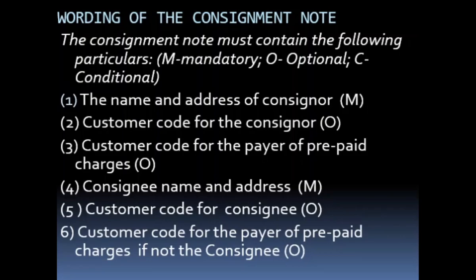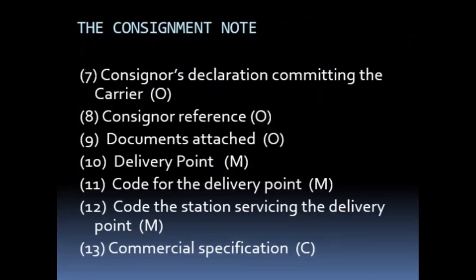Part 4 is consignee name and address. This is mandatory because every cargo would require the name and address of the consignee to be stated on the transport document. Number 5 is optional, and this is the customer code for consignee. Part 6 is customer code for payer of prepaid charges, if it is not the consignee who is supposed to pay. So this is optional. If the consignee is paying, there is no need to do anything here.